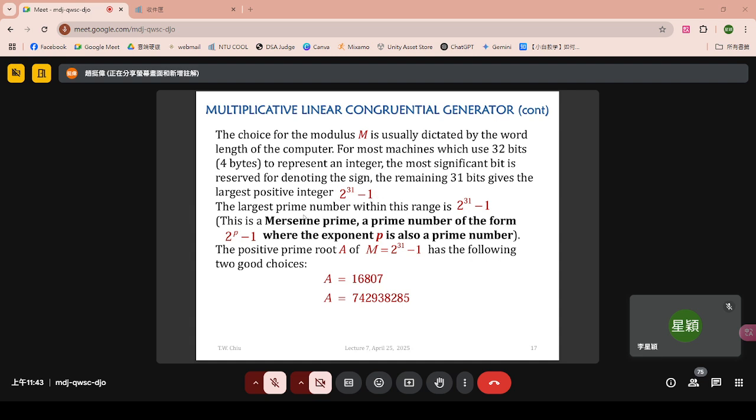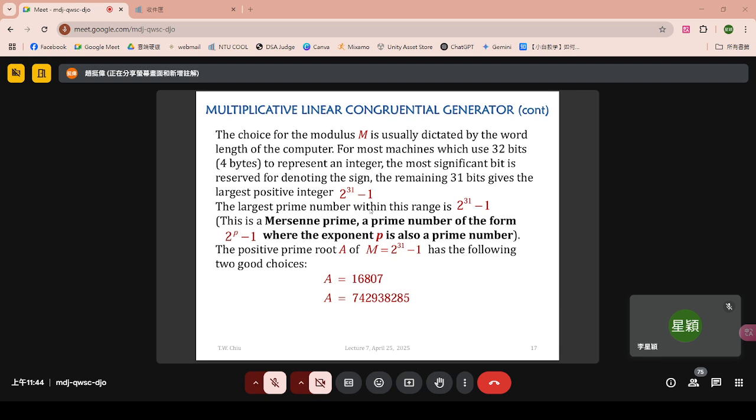The interesting thing is that the largest prime number in this range is this one, and it is called a machine prime. A Mersenne prime is a prime number of the form 2 to the power p minus 1, where p is also a prime number. You see, 2 to the power 31 minus 1 is a prime number.